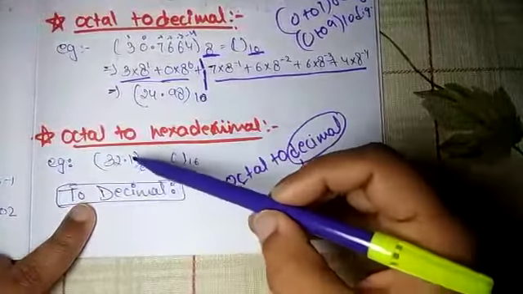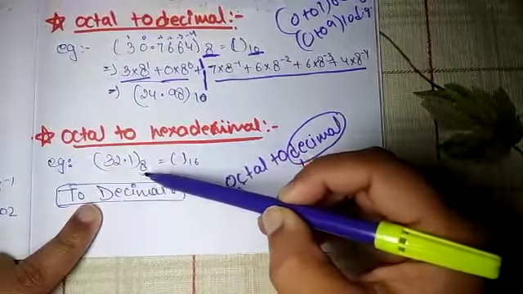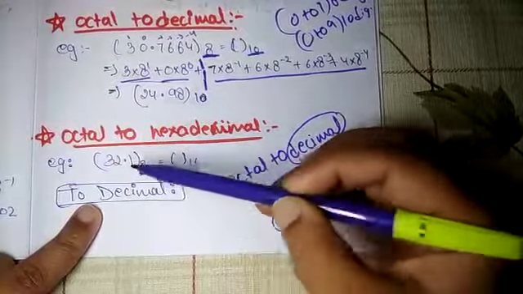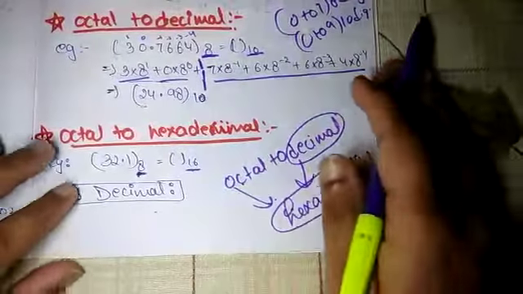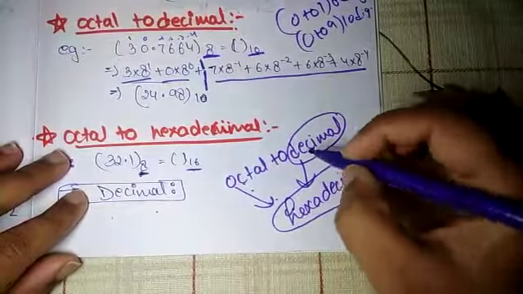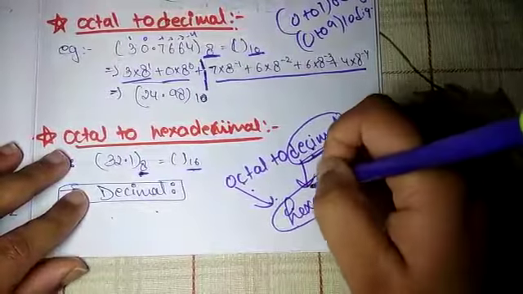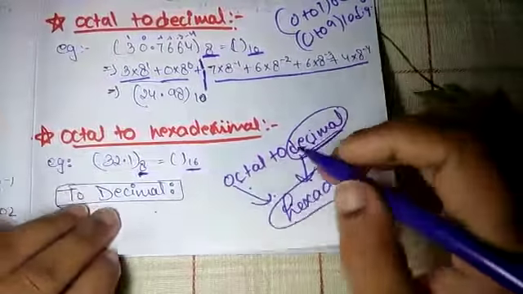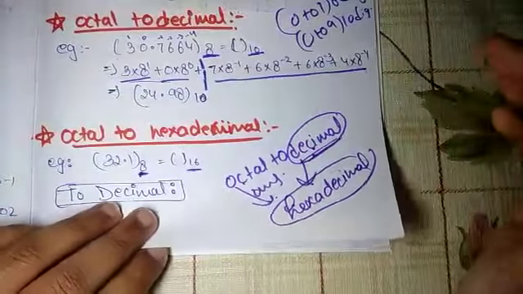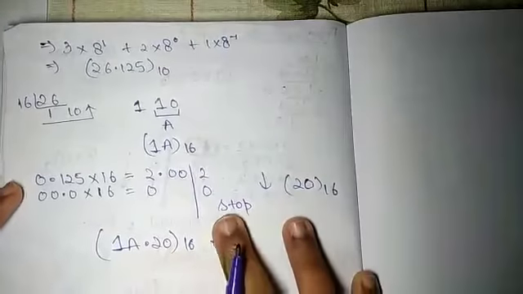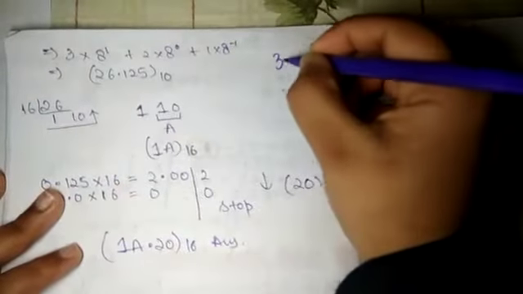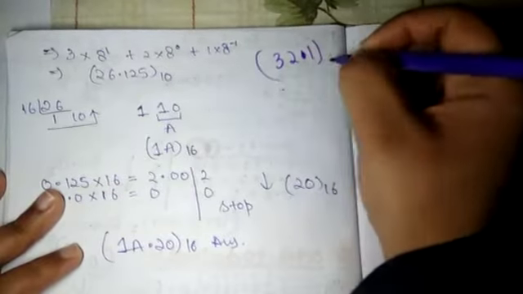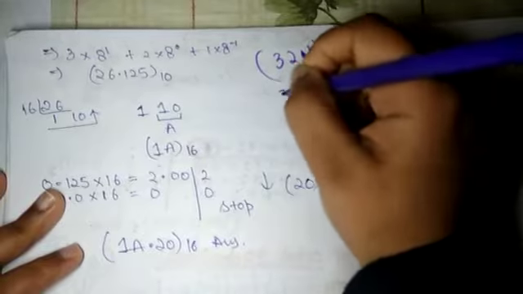So the question is 32.1 with the base of 8, meaning an octal number is being converted to a hexadecimal number. First we are converting it to a decimal format, then this decimal to hexadecimal, and there will be an answer between octal to hexadecimal. So this is our question: 32.1 with the base of 8 to be converted to base 16.